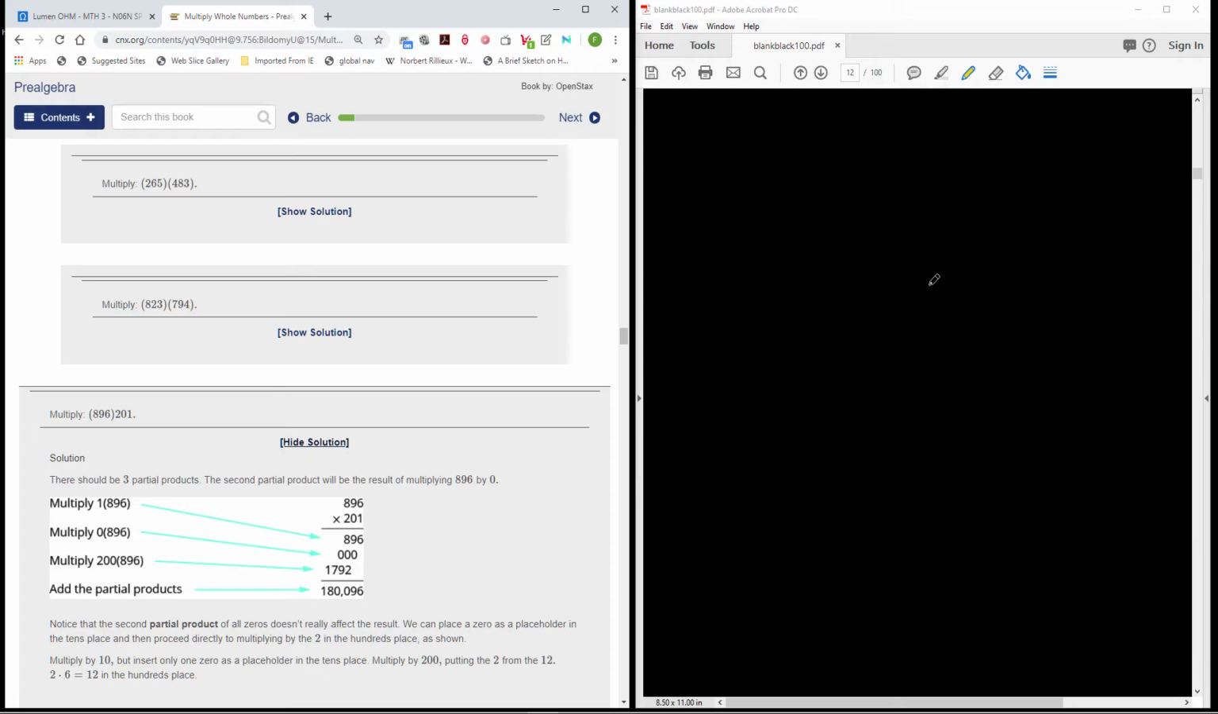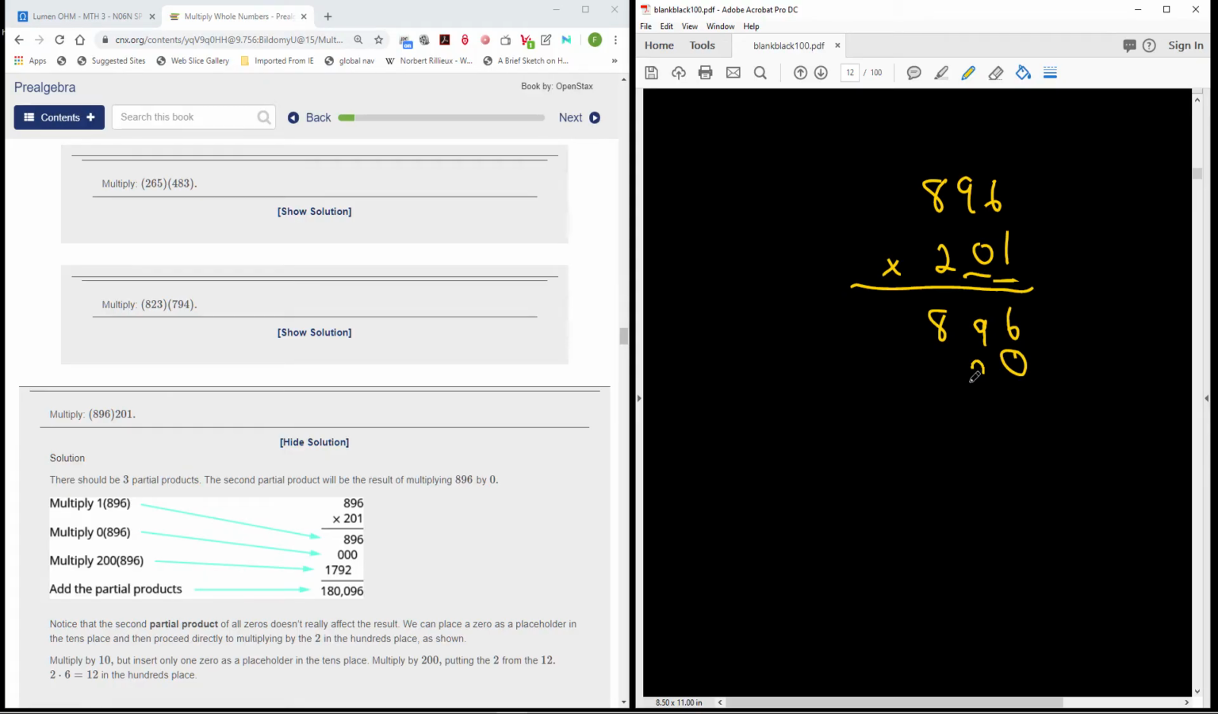And this one here is a little different. We have 896 times 201. So I multiply and find my number of ones. I have 6 times 1 is 6. 1 times 9 is 9. 1 times 8 is 8. So now I want to find the number of tens. So I'll shift it over. So my results will be shifted to count the number of tens.